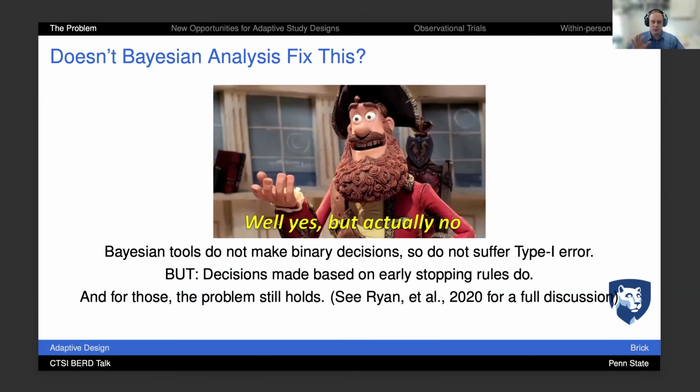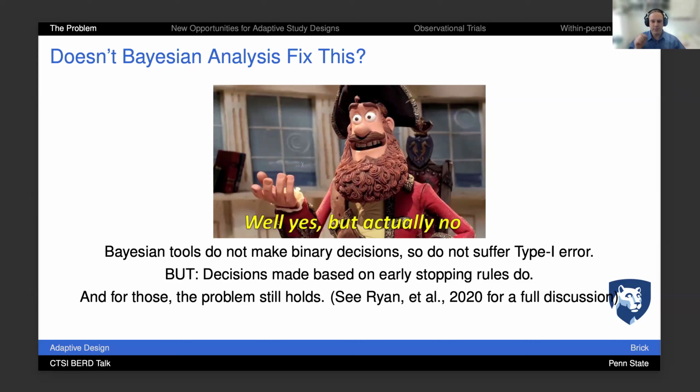So Bayesian tools don't make binary decisions, right? The whole idea of Bayesian analysis is that you're getting a posterior probability that updates your belief about the world to something new and continuous based on this data that you've got. And so now you have new ideas of what the likelihood is, what the probability is that this treatment is effective versus not effective. And that's great. There's no type 1 error rate.